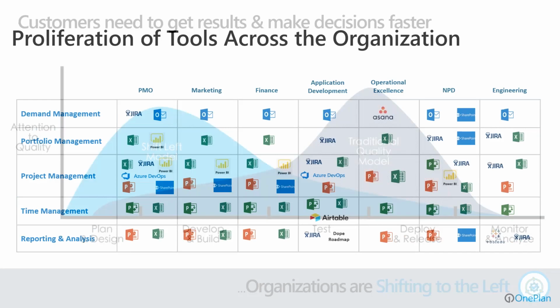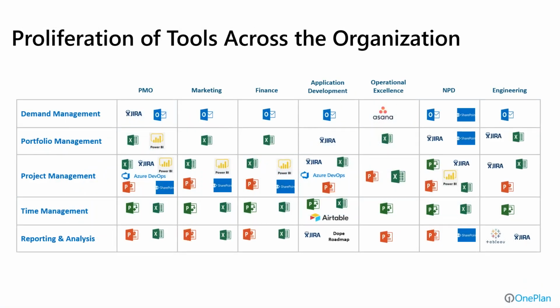And organizations are going from a more traditional waterfall, traditional quality model to more of a shift left model. And what that is driving to is that in the availability of cloud tools out there in the marketplace today, you're finding organizations have an increasing proliferation of tools being used by different teams and parts of the organization, meaning it's harder to pull this data together than ever before.